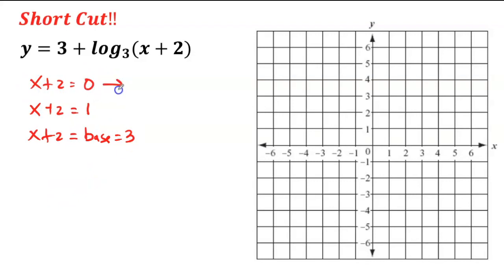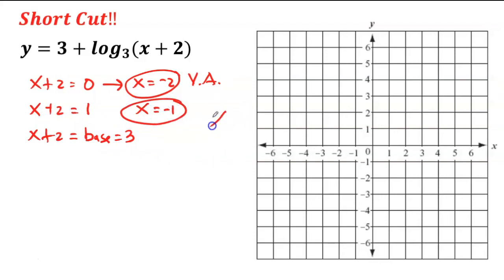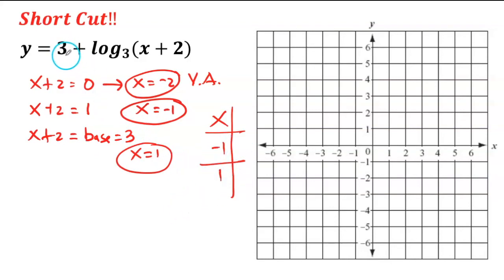From here, x equals negative 2, and this is going to be your vertical asymptote. From here, minus 2 minus 2, x equals negative 1. This is the first value for my table of values. And from here, minus 2 minus 2, that gives x equals 1, and that's the second value for your table of values. Once I have this, I go back and plug it in.